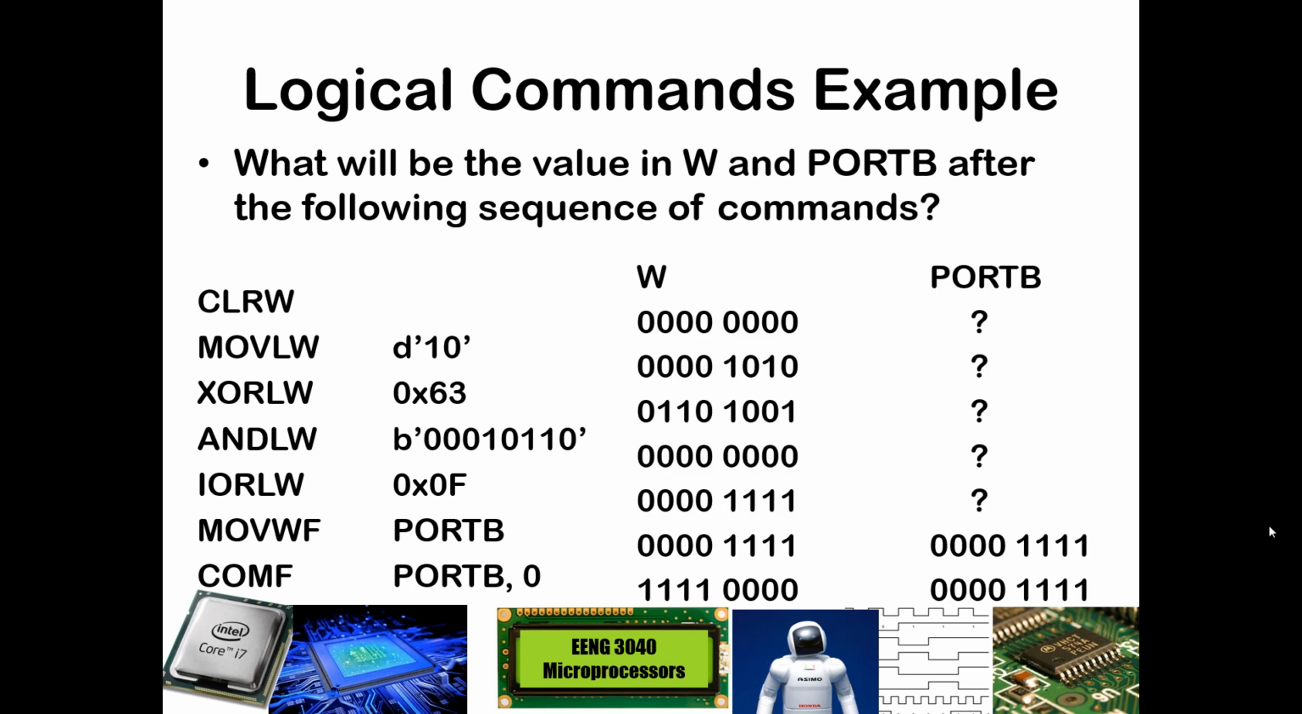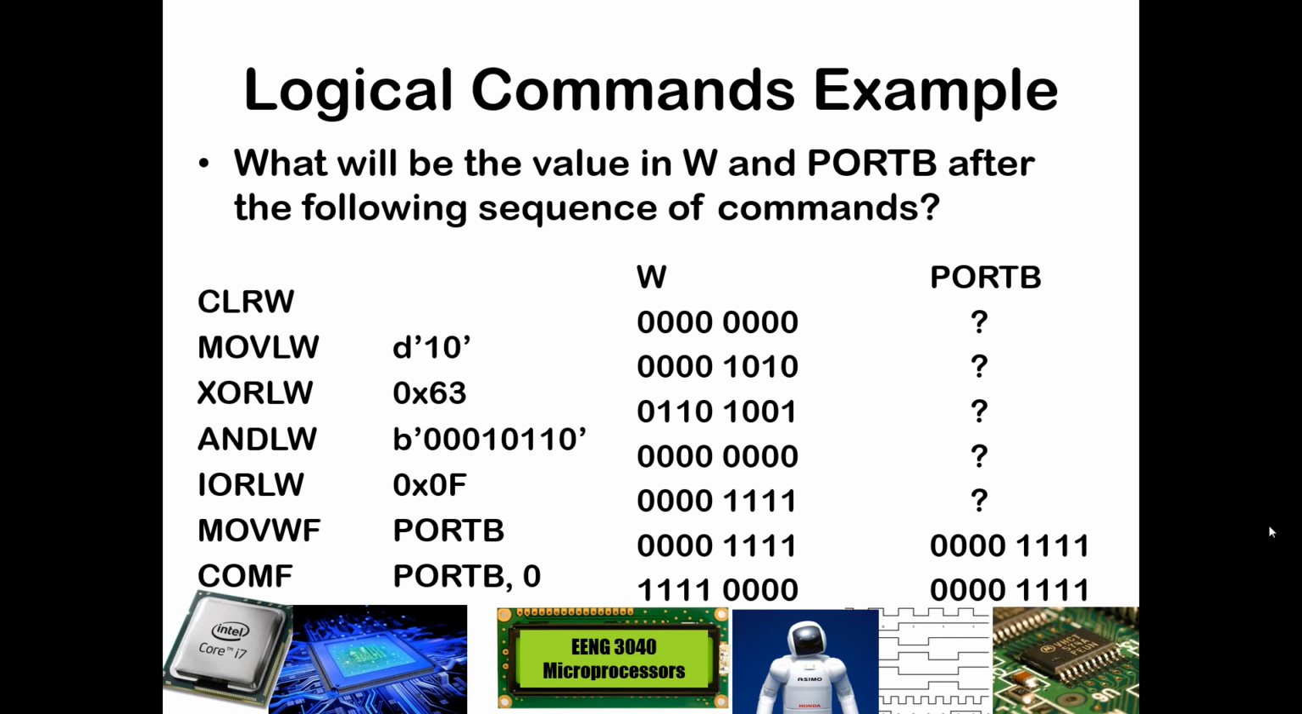Okay, so let's go ahead and look at this. Again, we started with a CLRW that puts zeros in W, doesn't change port B. We're moving, in this case, a decimal 10 into W, and so in this case we have 1010, which is binary for decimal 10. Still didn't affect port B.